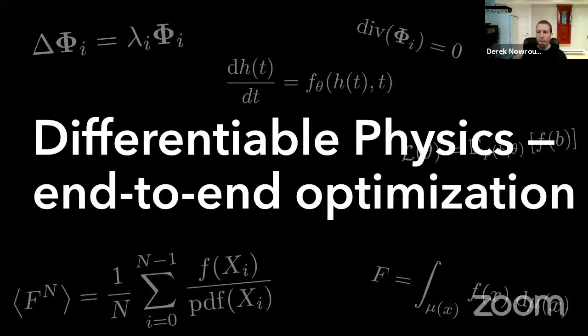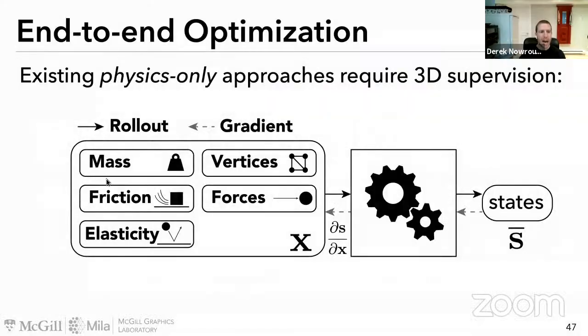So this is what the big picture looks like. I want to solve for questions of the form: what was the mass of my object? Where were its positions over time? What external forces? And I have a differentiable physics engine. Now in the past, I could solve a 3D supervision problem if I can observe these states in 3D, but that's difficult.